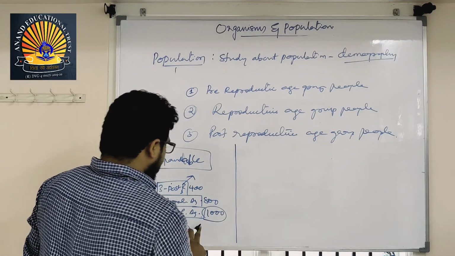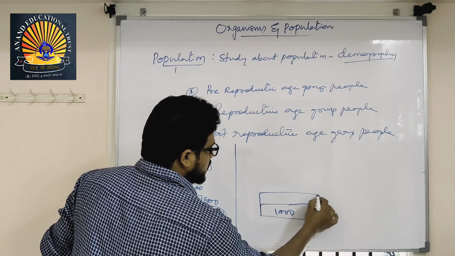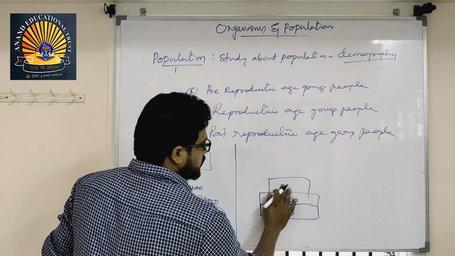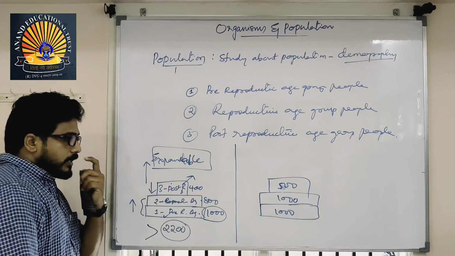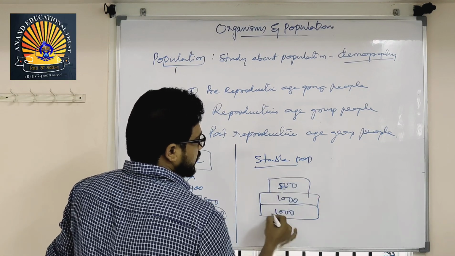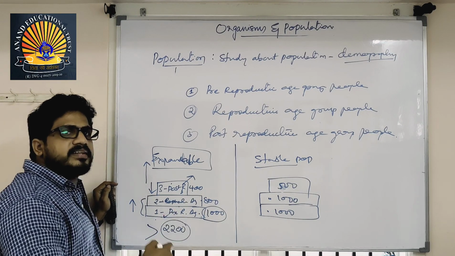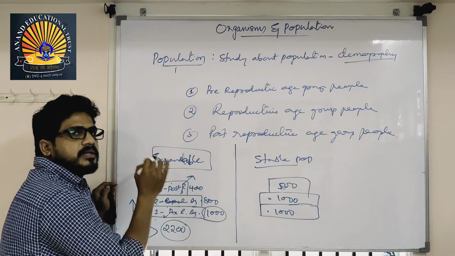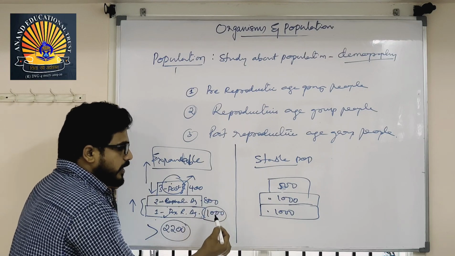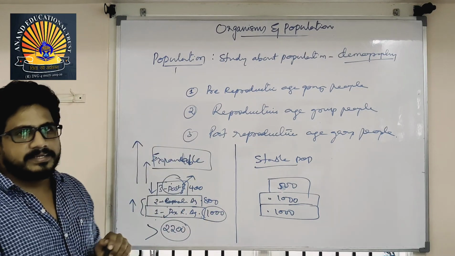Second, if pre-reproductive is 1000, reproductive is also 1000, and post-reproductive is nearly 500, then what type of growth will it be? It will be a stable population. Why? Because these two are the same. In the earlier case, pre-reproductive is greater than reproductive, and reproductive is greater than post-reproductive. In conclusion, compared to the post-reproductive, the reproductive and pre-reproductive population is greater. That is why the future growth of this population increases.